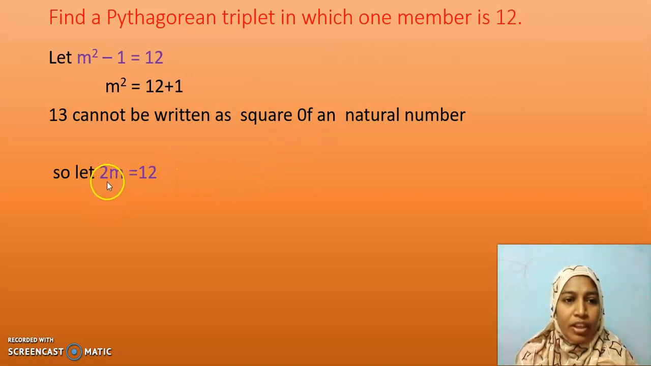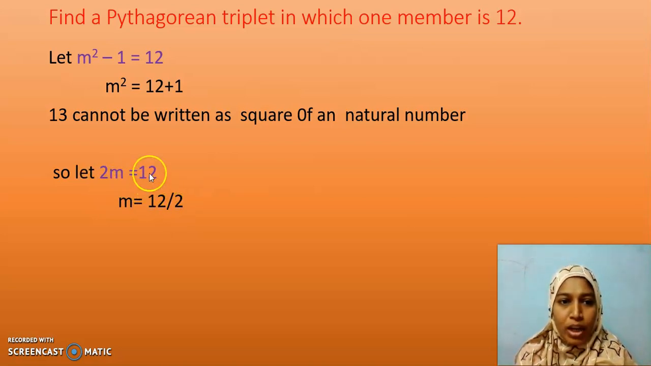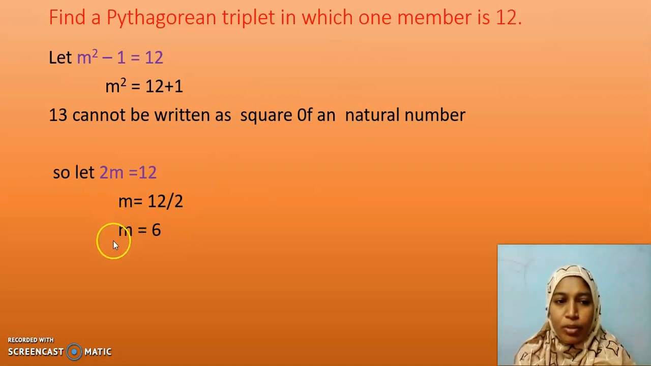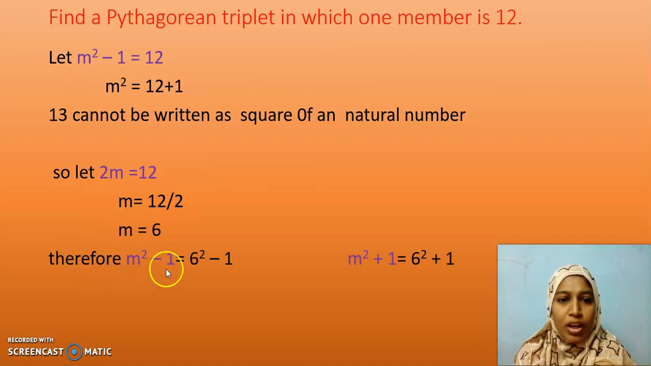Now, here I have it in multiplication. When it transfers from the left hand side to the right hand side, it becomes divided by 2. 12 divided by 2, so m is equal to 6. Okay, my dear children, with the help of this m, I have to find the other two numbers of the triplet. What are the other two numbers? m squared minus 1 and m squared plus 1.